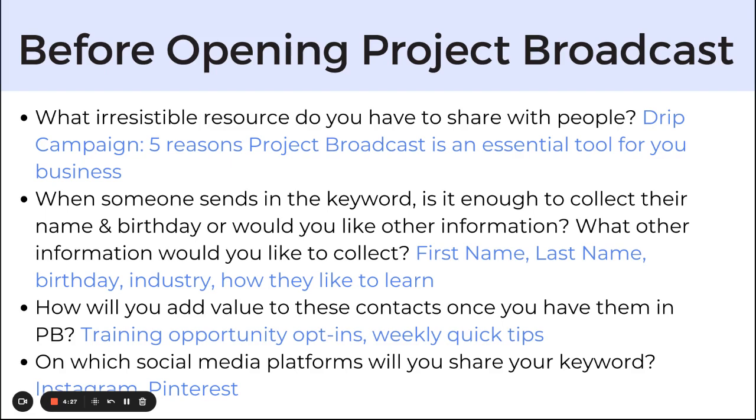Some sample answers here for an automation that I might run as a Project Broadcast lover is before I open Project Broadcast, I might think about the irresistible resource I have to share with people. And in this hypothetical example, I have created a 5-message campaign that is 5 reasons that I think Project Broadcast is an essential tool for anyone's business. That is the resource I have to share. This would be a really good fit for people who are on the fence about Project Broadcast, right?